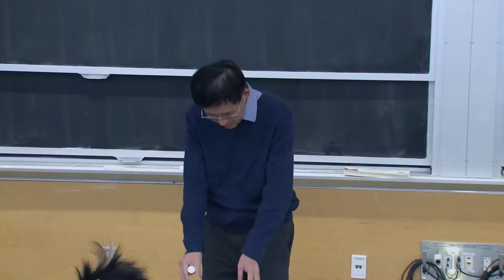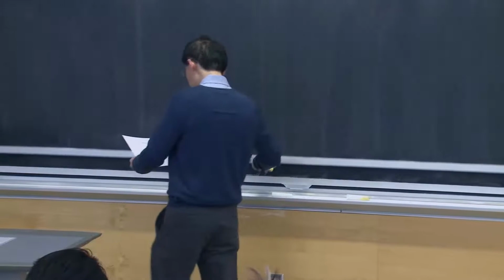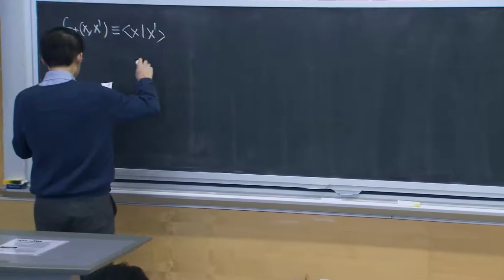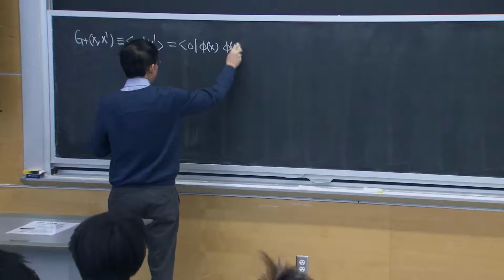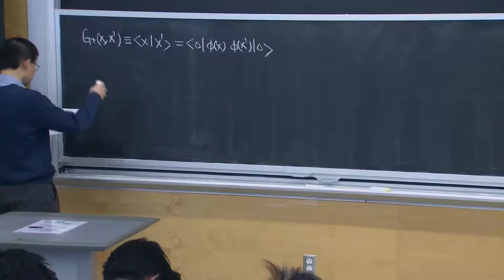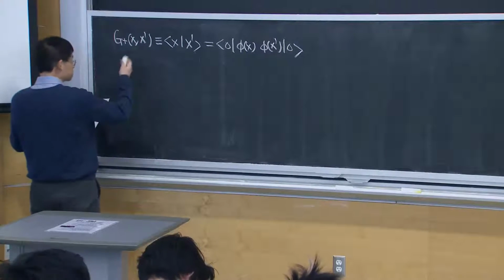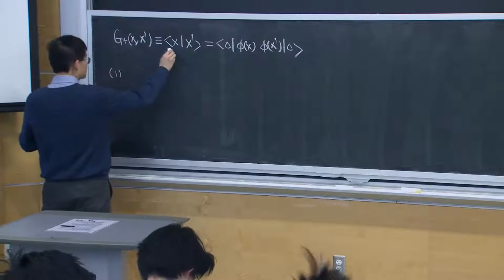Okay. Good. So last lecture we talked about the property of this propagator, which is defined to be the vacuum expectation value of phi x prime phi x, which is also the same as phi x prime acting on the vacuum, 0. Okay. So this object we discussed. Conceptually, I have two interpretations. So one is from here.